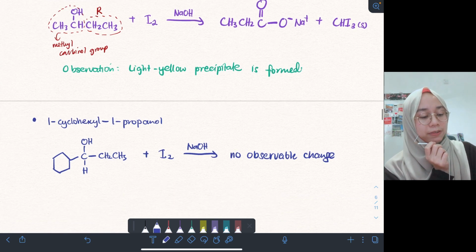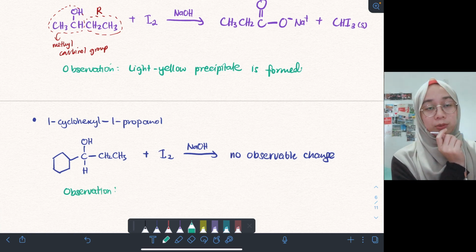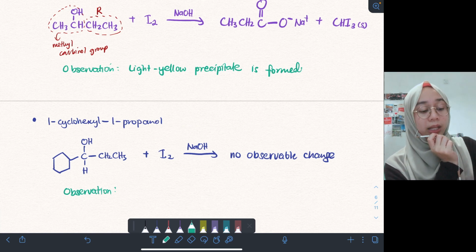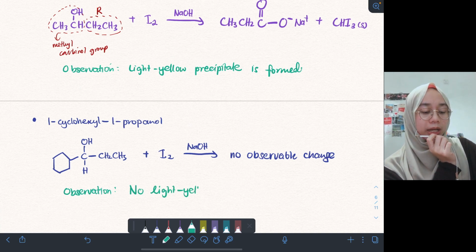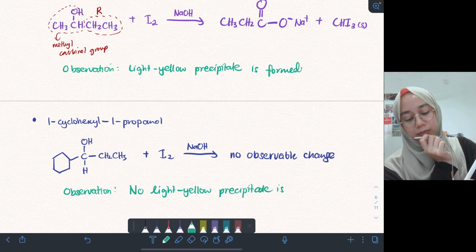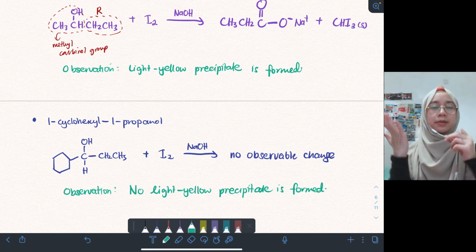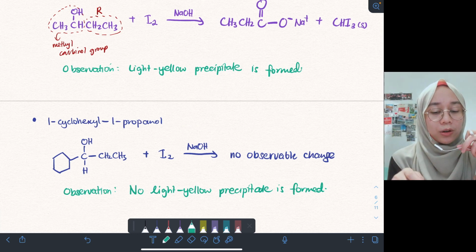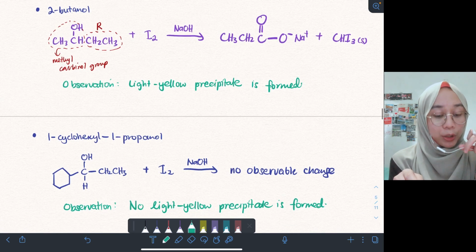Okay, so the observation part. So how do we give a negative results then? Kalau yang positive observation dia adalah light yellow precipitate is formed, therefore observation yang negative pula would be tambah perkataan no. Okay, so no light yellow precipitate is formed. Okay, sebab dia tak ada apa yang dia tak ada tadi? Dia tak ada methyl carbonyl group. Okay, so this is the use of iodoform test lah untuk identify the presence of methyl carbonyl group.